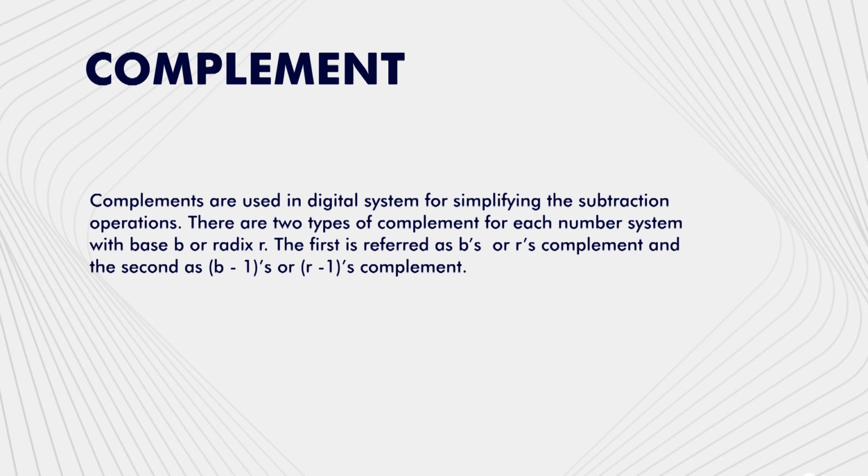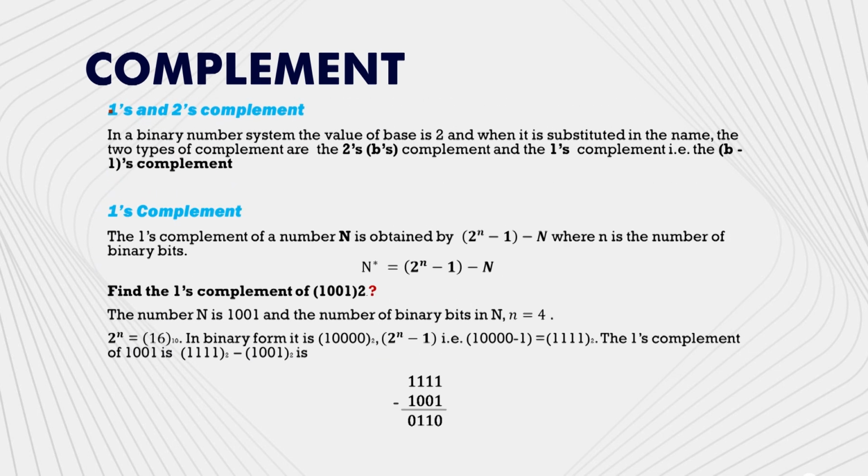Similarly, for a binary system, it will be the 2's complement or the 1's complement, or for an octal number system, it will be the 8's complement or the 7's complement. In digital systems, as arithmetic operation is performed in binary, the discussion now will be on binary complements. As I told you, there are two complements: the B's complement, represented as 2's complement, and the B minus 1's complement, because in a binary number system the base is 2, minus 1, and we call it the 1's complement. In a binary number system, the value of base is 2, and when it is substituted in the name, the two types of complement are the 2's complement and the 1's complement, that is the B minus 1's complement. So, let us start with the 1's complement.